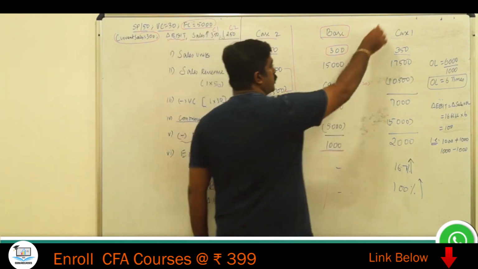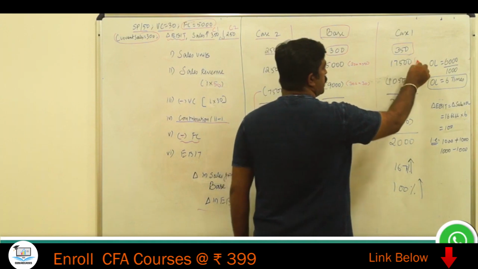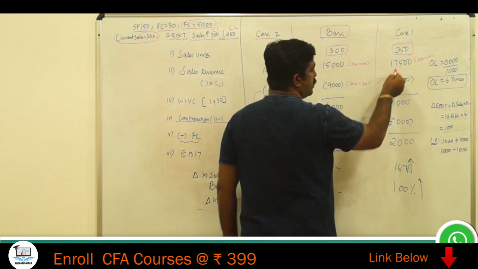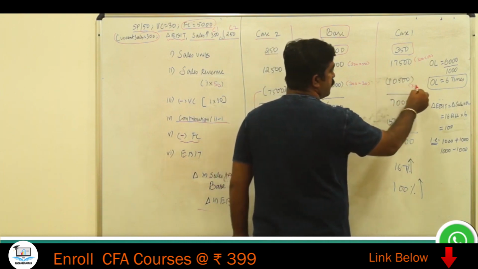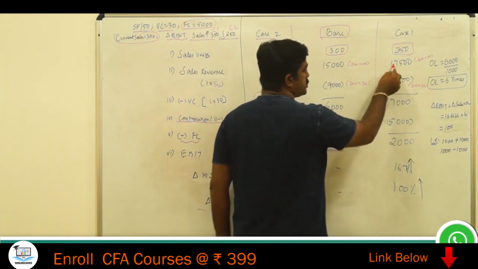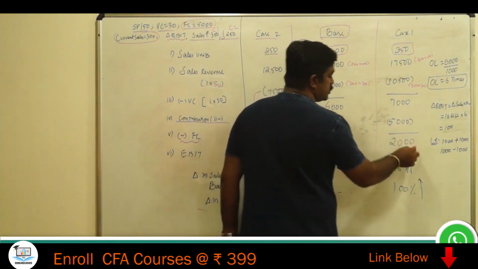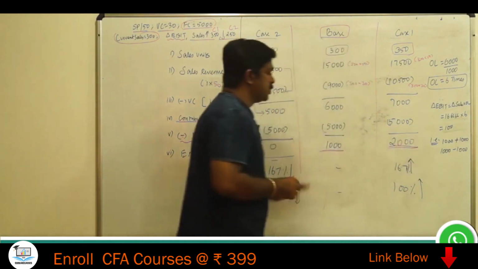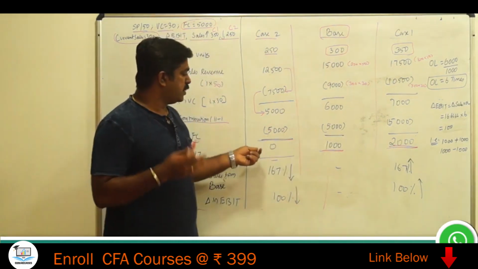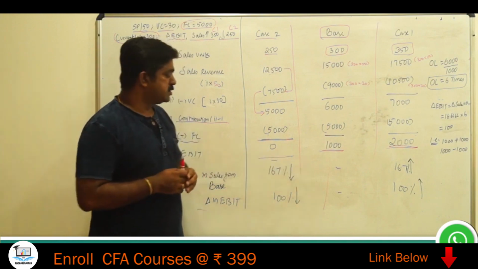Okay. Then moving on to case 1. 350 units multiplied by selling price of 50, it is 17,500, minus variable cost. 350 multiplied by 30, it is 10,500. So your contribution, 17,500 minus 10,500, it is 7,000. Fixed cost is 5,000. So your EBIT is 2,000. Okay, so we have done the basic calculation. Absolutely no additional efforts are required. Straightforward. Now comes the real analysis.